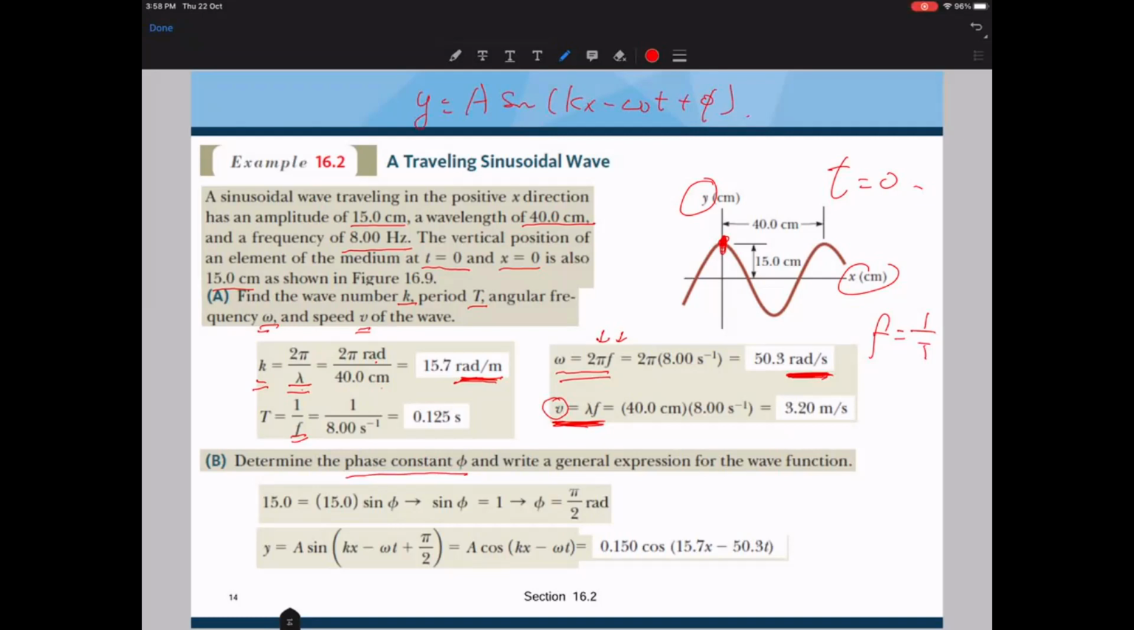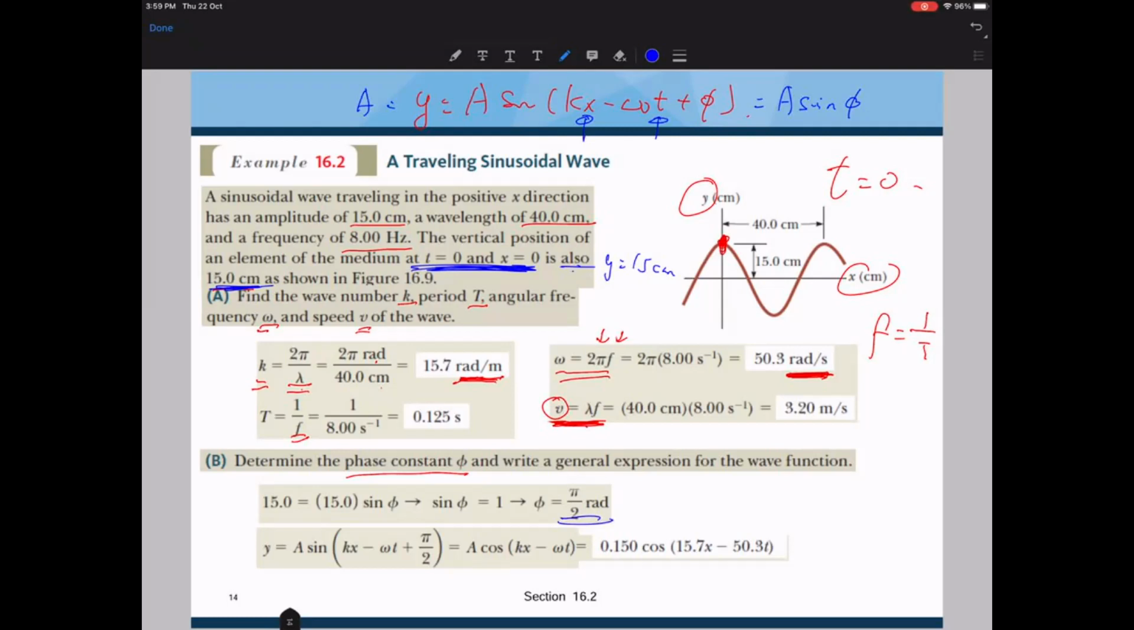So when x is equal to 0, t is equal to 0, the vertical displacement is 15 cm. So y equals 15 cm when t and x are both 0. So you put x equals 0, t equals 0, and it becomes A sine phi. And the left-hand side is simply A, if you like, because that is the maximum displacement already. So phi becomes pi over 2 radian because sine phi is equal to 1.